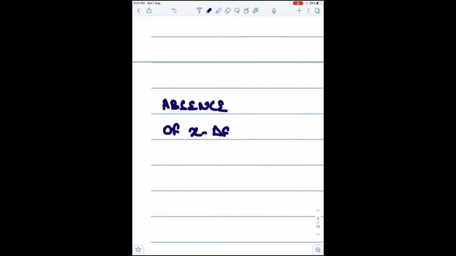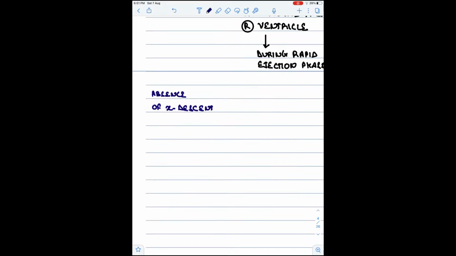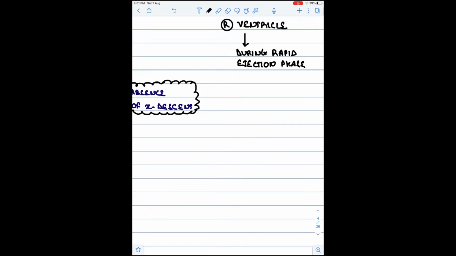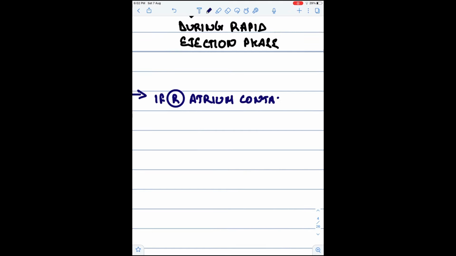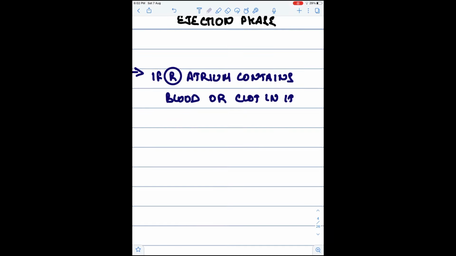There can be absence of X descent. So the X descent is absent. It occurs if the right atrium already contains blood or it has some clot in it. Blood, as already told, in TR and clot in atrial fibrillation. So it occurs if the right atrium contains blood or clot in it. The blood is seen in cases of tricuspid regurgitation and clot is seen in cases of atrial fibrillation.